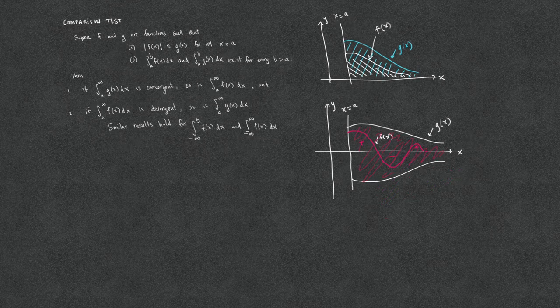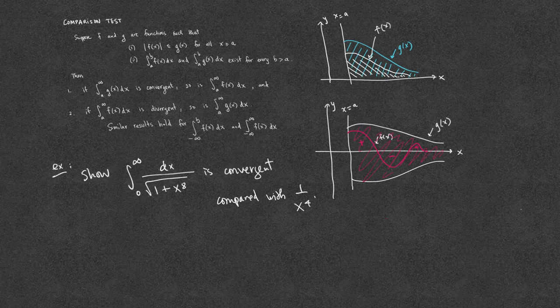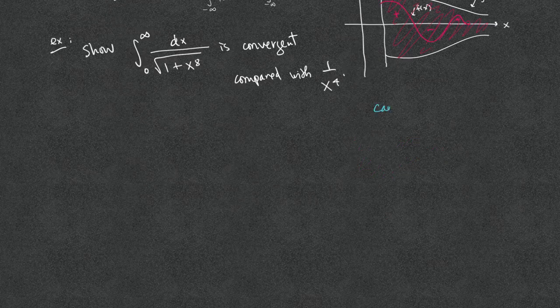For example, show that the integral from 0 to infinity of dx over the square root of 1 plus x to the 8th power is convergent by comparison with 1 over x to the 4th. Note that if we were to compare it with the integral from 0 to infinity of 1 over x to the 4th, we won't be able to use the p integrals. But we know that the integral from 1 to infinity of 1 over x to the 4th dx is convergent.